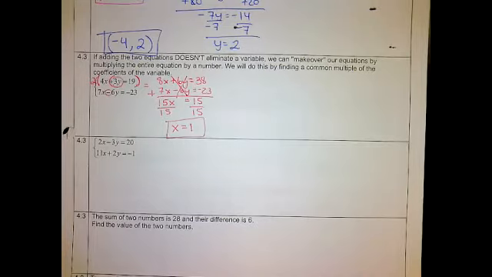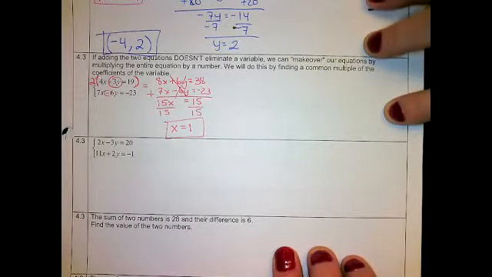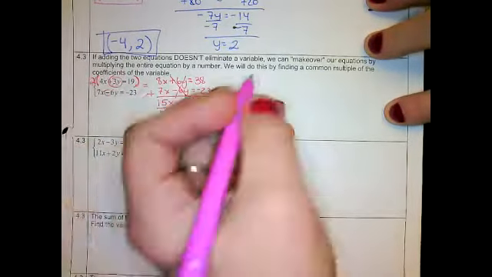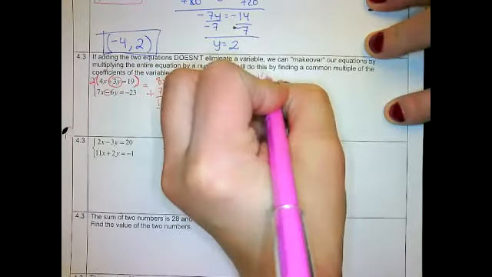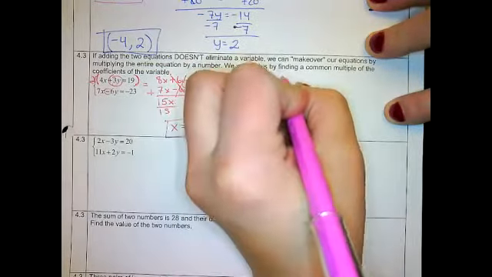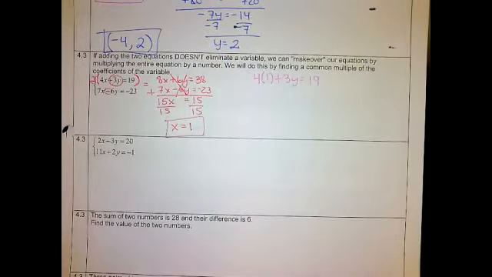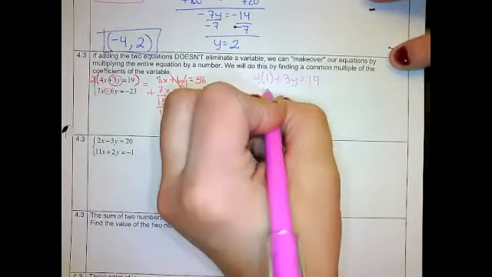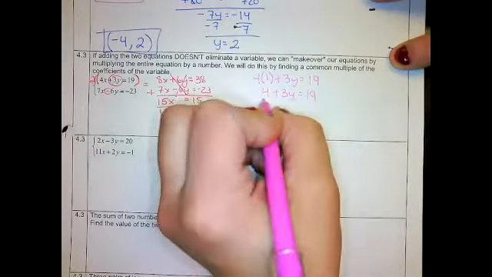Now I need to go back and I need to find my y value. So once I've solved for one variable, how do I always solve for the other? I plug it back into either equation. So I'm just going to choose the top one this time. So 4 times my x value, which is 1, plus 3y equals 19. So that gives me 4 plus 3y equals 19.